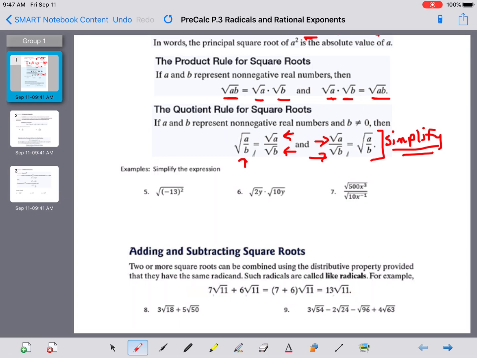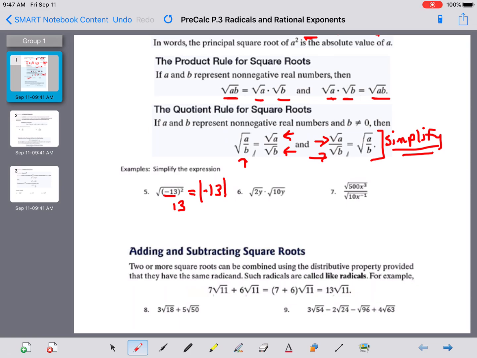I have number 5. I have the square root of negative 13 squared. And of course, on my screen right now, you can't see it, but if you remember the earlier rule, it says whatever is squared, the square root and square, remember they kind of cancel each other, your answer is going to be the absolute value of what's in there, which means the answer for this is 13. Okay, it is not negative 13.